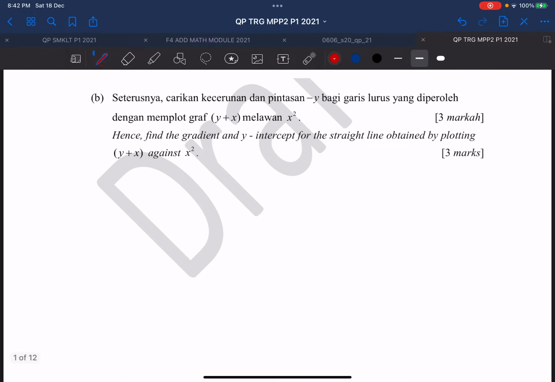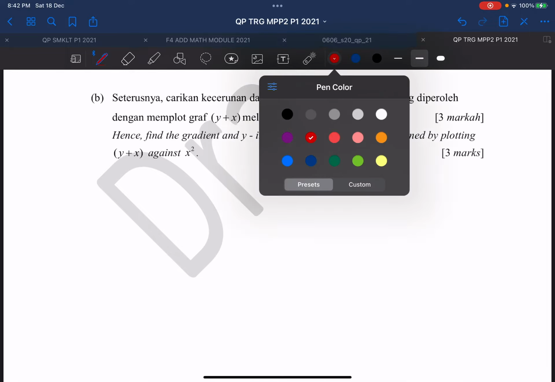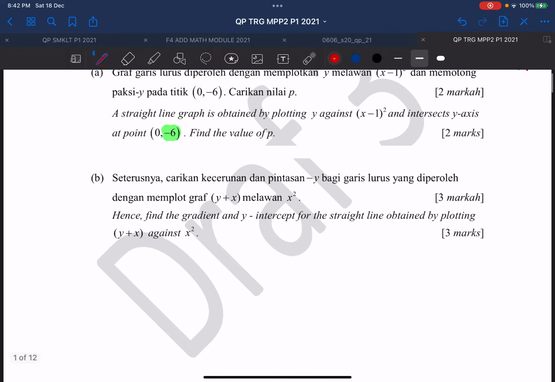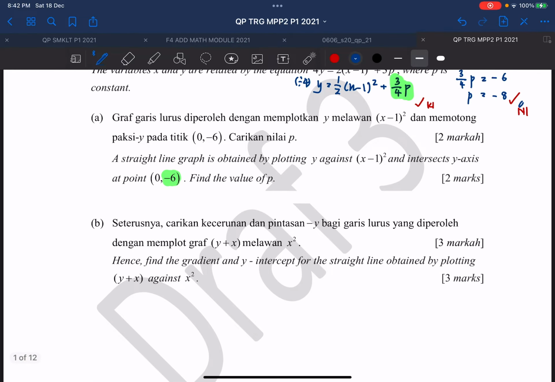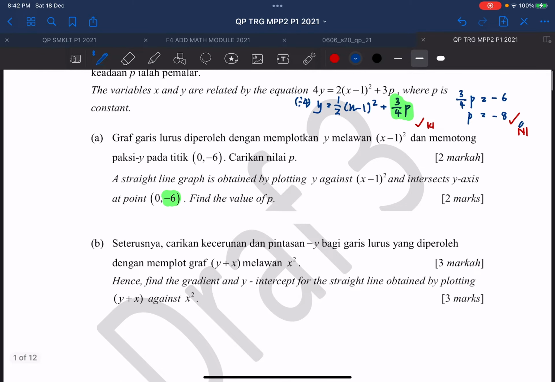You want us to find the gradient and the y-intercept for the straight line obtained by plotting y plus x against x squared. So for this question, the capital Y and the capital X are different now. So we need to express the equation in terms of y plus x against x squared. First of all, we just copy down the equation. We have the equation 4y equals 2(x minus 1) squared plus 3p. p will be -8. Then we expand.